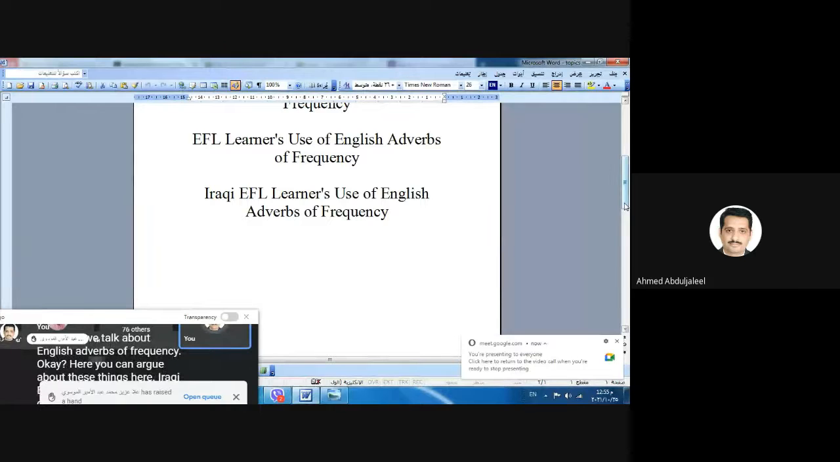You may argue with somebody who says that Iraqis are perfect in using adverbs of frequency. You may have a practical part of this research, and you are going to discover how many mistakes are made by Iraqi learners in using adverbs of frequency. So you may say, no, they are not capable of using them perfectly. So this is the idea.